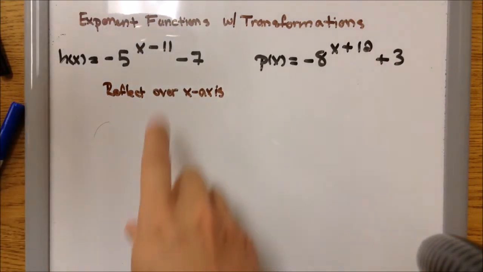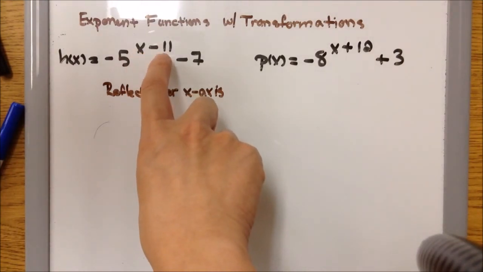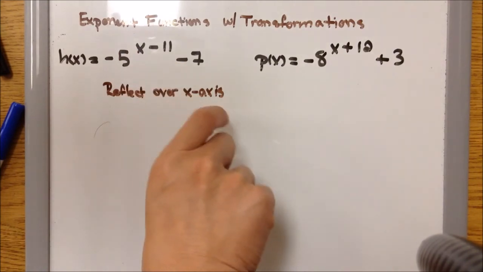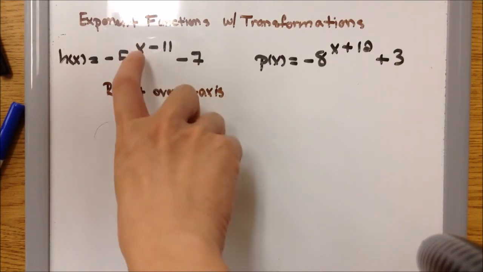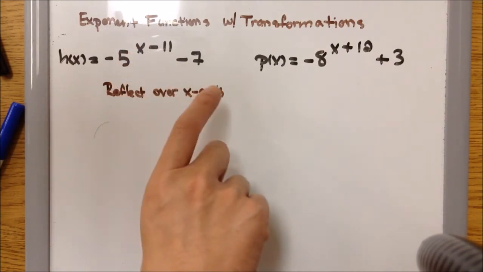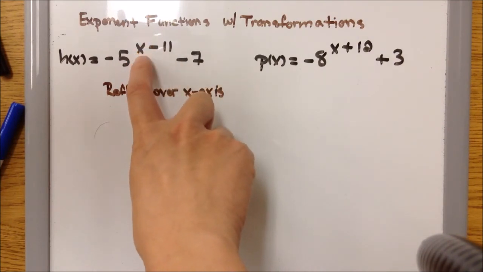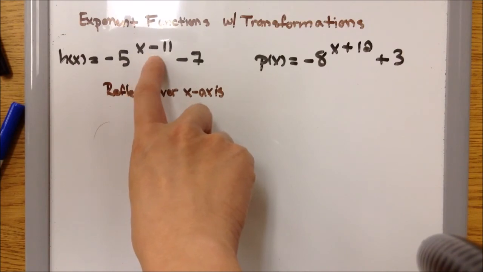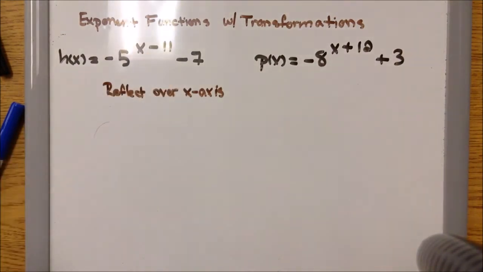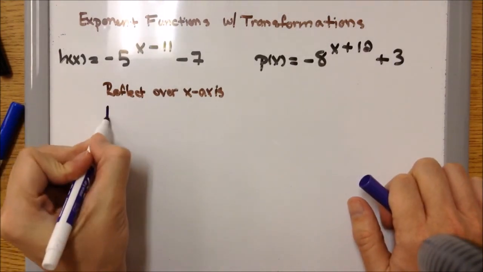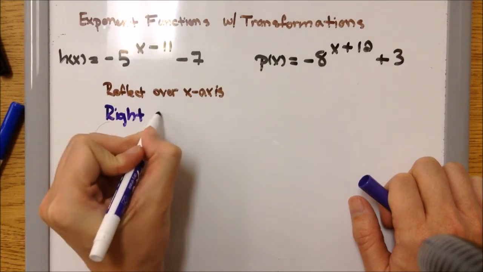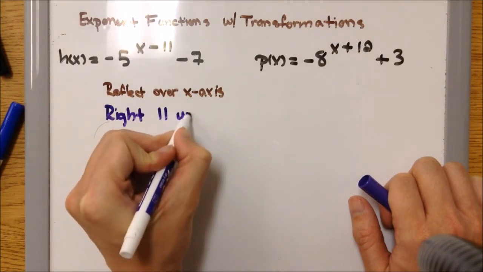If we take a closer look, we see that it's an x minus 11. Again, there's no negative on the x, so there's no reflection over the y-axis. It's just purely x minus 11. So since it's x minus 11, that means that it's going to go to the right 11 units. So right 11 units.